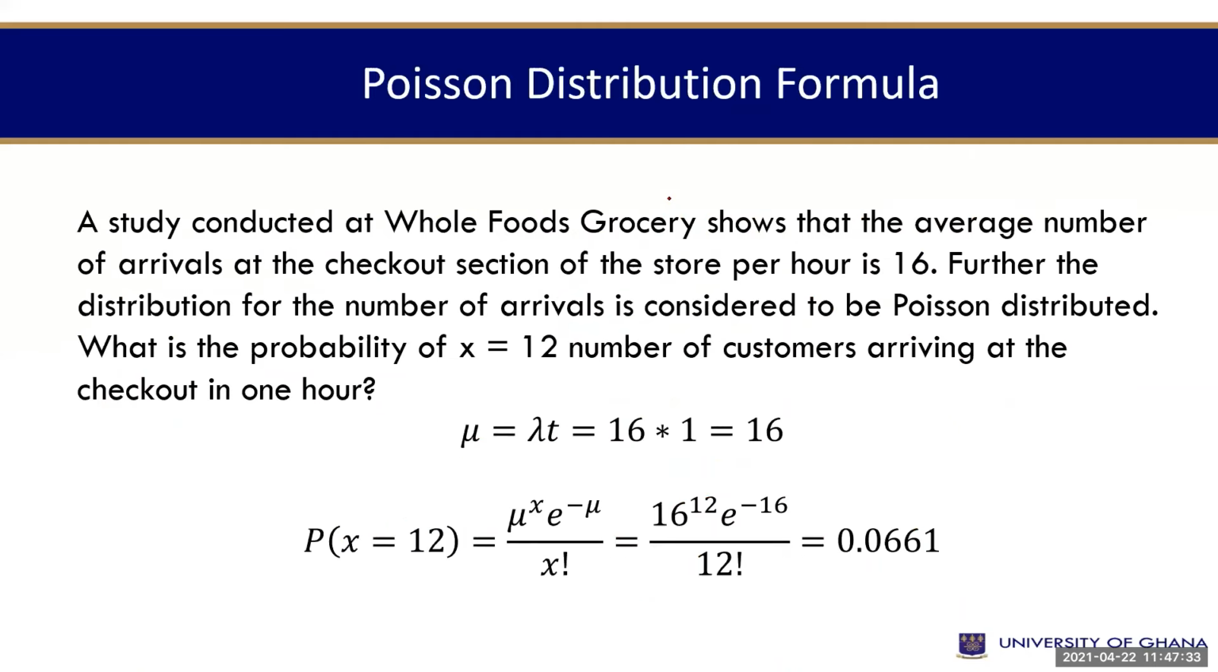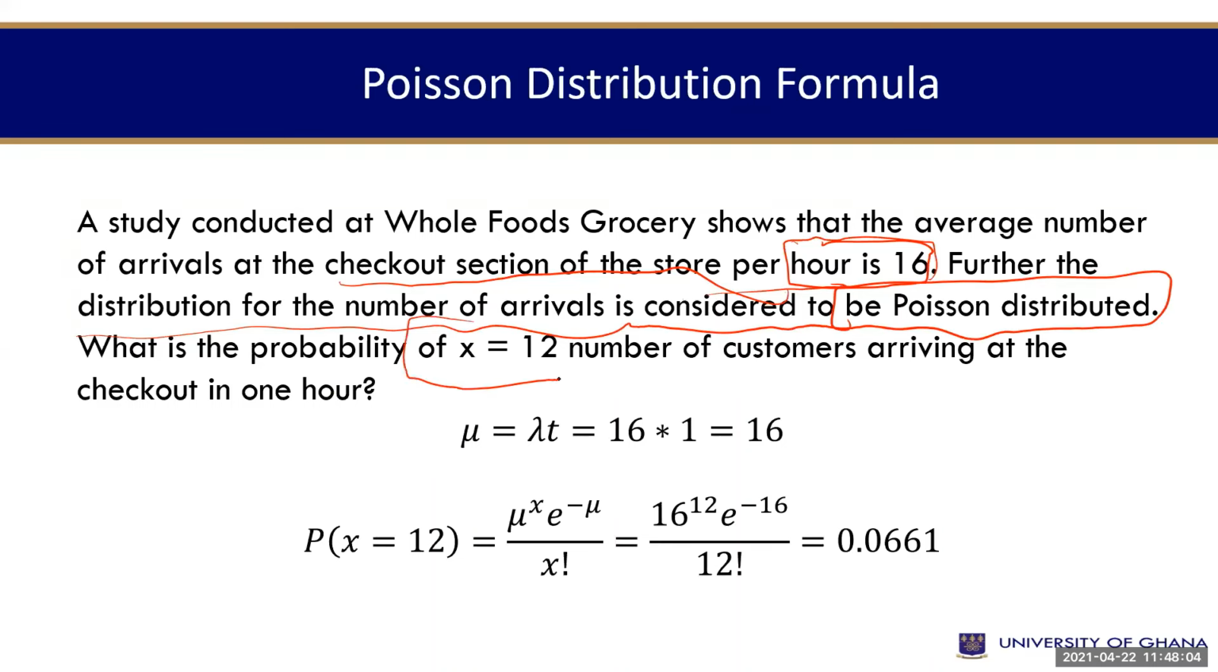For example, if we have a study conducted showing that at a grocery store the average number of arrivals at the checkout section of the store per hour is 6. For every 1 hour, we expect that 6 customers will arrive. Further, the distribution for the number of arrivals is considered to be a Poisson distribution. What is the probability that we'll have 12 customers arriving at the checkout in 1 hour? Multiple people can be occurring at every time interval, and that is why we are applying the Poisson distribution.